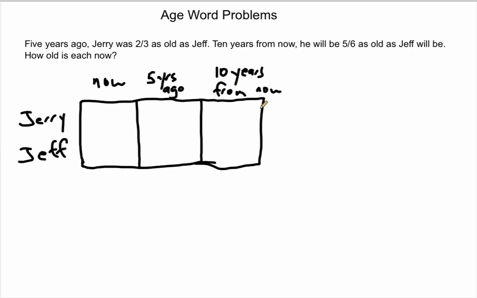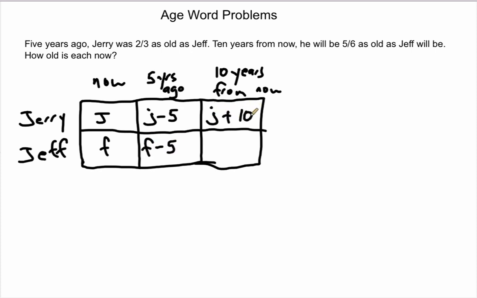Even if there isn't a now, it's always good to start with a now because it makes the rest easier. We'll call Jerry J, and we'll call Jeff F. How about that? And 5 years ago, this would be J minus 5, and this is F minus 5. And 10 years from now would be J plus 10 and F plus 10.